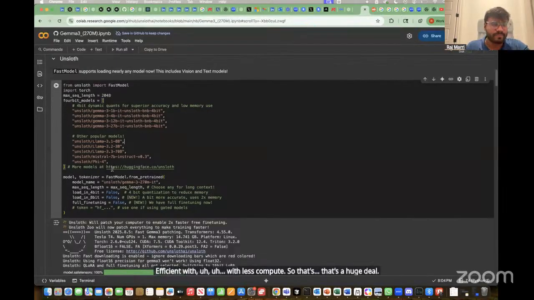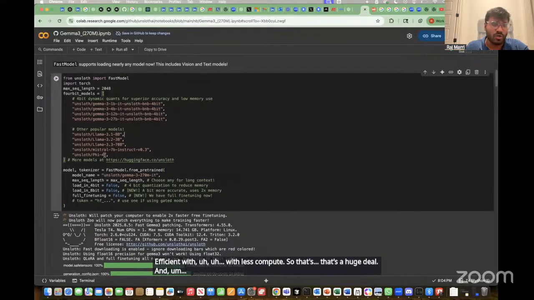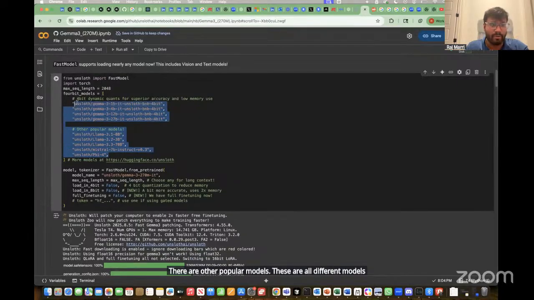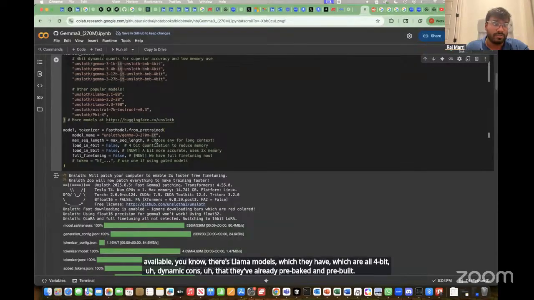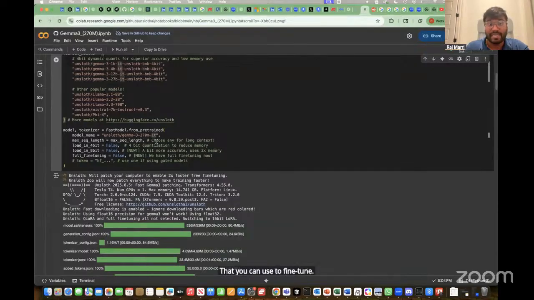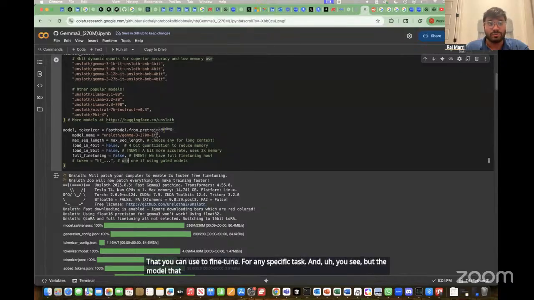And there are other popular models. These are all different models that are already available. There are Llama models, which are all 4-bit dynamic quants that they've already pre-baked and pre-built, that you can use to fine tune for any specific task. And the model that we are going to use is a 270 million parameter model. It's an instruct model that we're going to use.